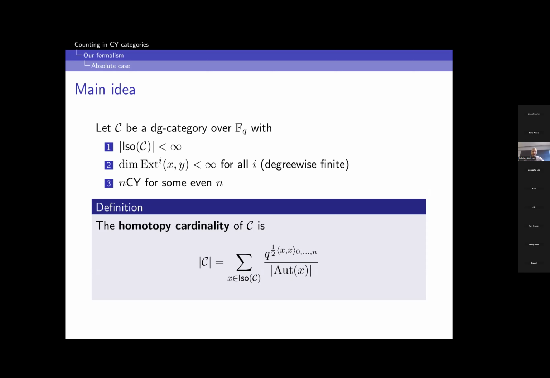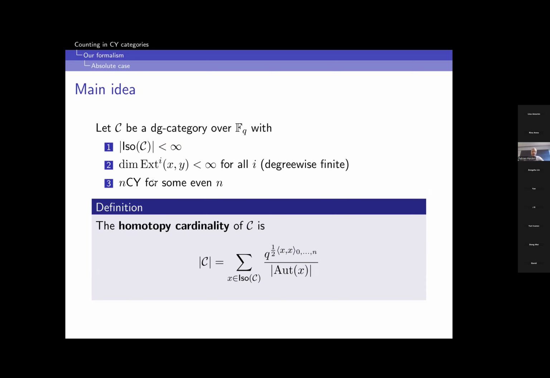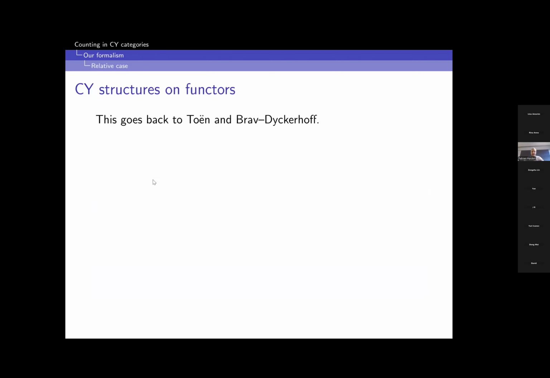Okay, so it's just some definition at this point, and it's not really clear how useful it is. Also, this condition here is pretty restrictive, because DG categories usually have an infinite number of isomorphism classes of objects. So this by itself is not yet super useful. However, a relative version of all that will be much more useful. Relative means that we have now not a category that's Calabi-Yau, but a functor that's Calabi-Yau. And this notion was invented by Toën and Brav-Dyckerhoff.